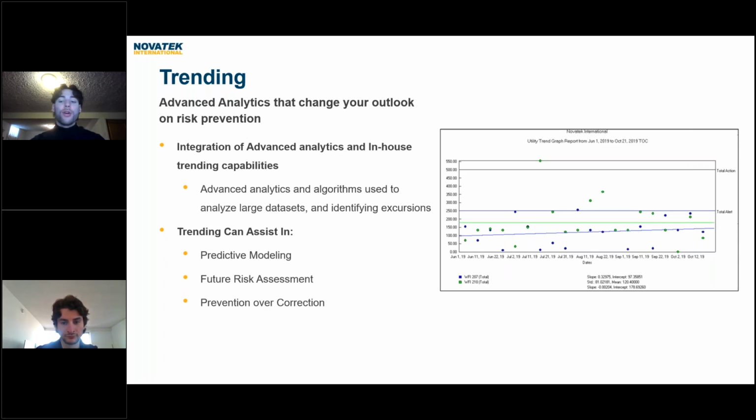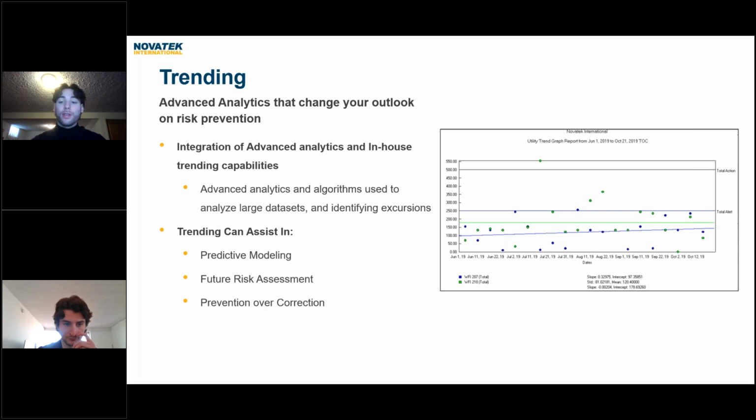Reducing future risk is the purpose of trending. It really provides you with critical process feedback that enables you to be more proactive rather than reactive. And with that, it really is the integration of advanced analytics and in-house trending capabilities that are able to help you do that. These algorithms are used to analyze your massively large data sets that are compiled in your day-to-day and identify excursions accordingly.